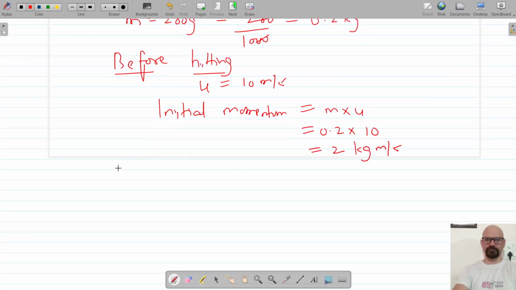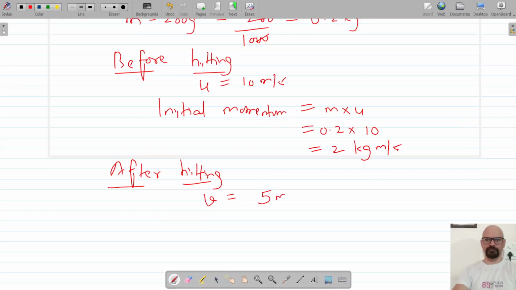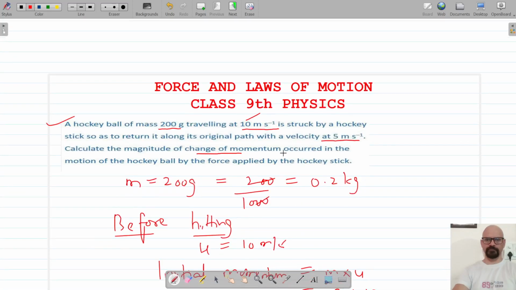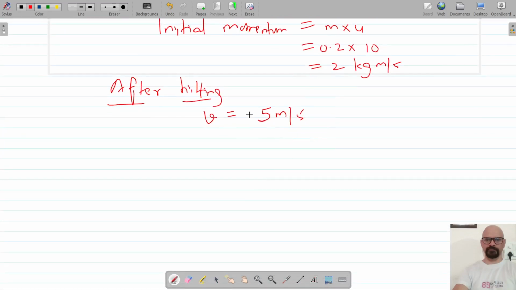Okay, after hitting, the ball changes its path. Let's take the final velocity as 5 meter per second, and because it's given that it returns along its original path, that is, if it's moving this way, after hitting it will move in the opposite direction but on the same path, we will take this velocity as negative for the opposite direction, and this is our final momentum.